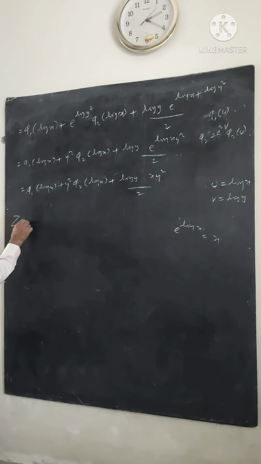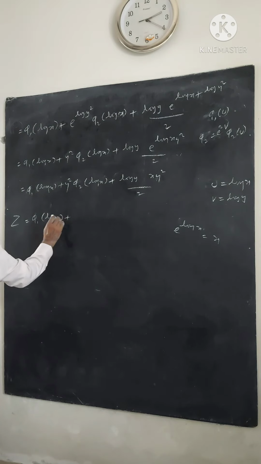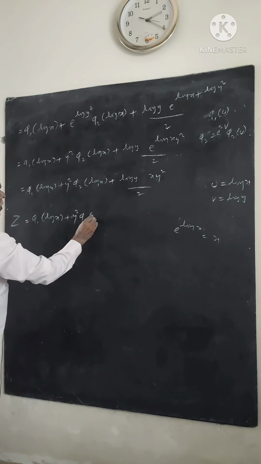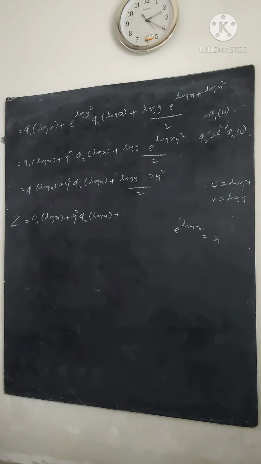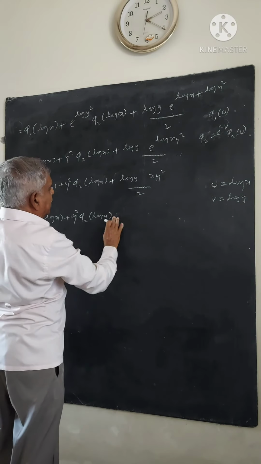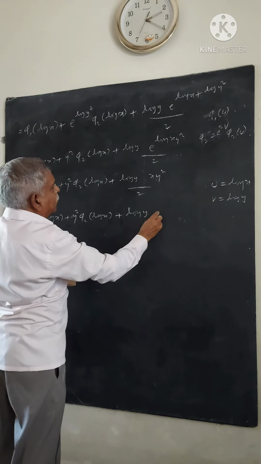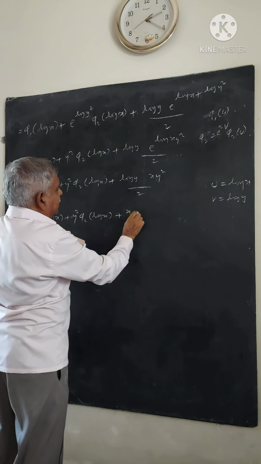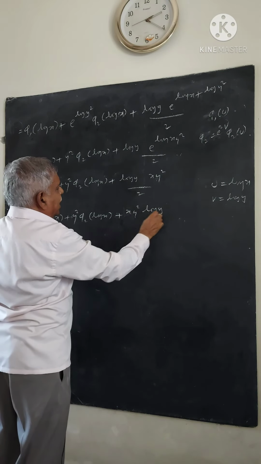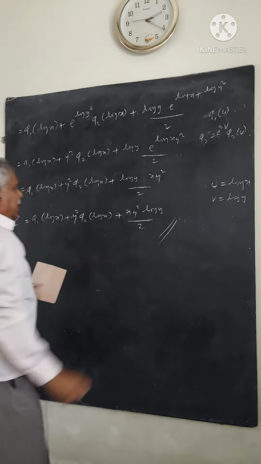Therefore, phi 1 of log x plus y square phi 2 of log x plus log y plus x y square log y by 2 is the answer.